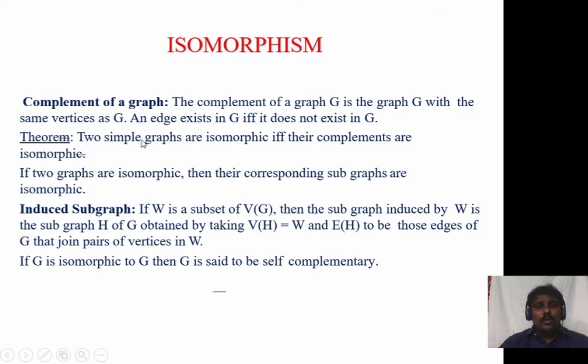So the theorem is: two simple graphs are isomorphic if and only if their complements are isomorphic. Simply, we can use this theorem in doing problems also. If two graphs are isomorphic, then their corresponding subgraphs are also isomorphic. So this is also one of the conditions for checking whether graphs are isomorphic or not. We can also check whether the subgraphs are induced, that means if we take subsets. So we have to check the conditions one by one.